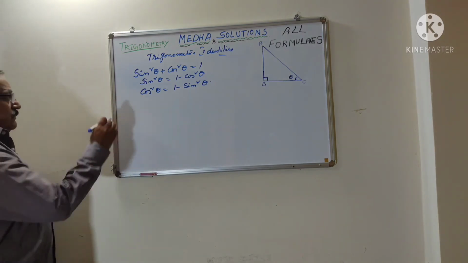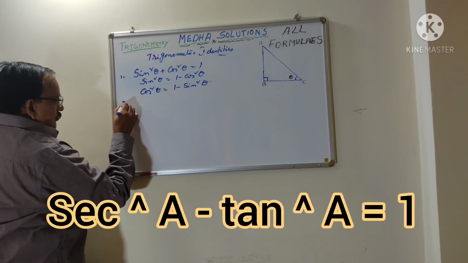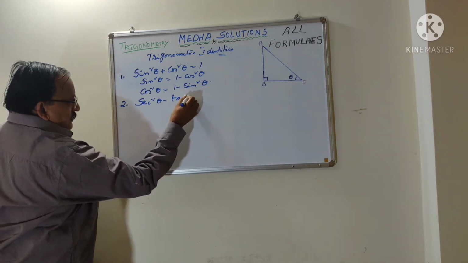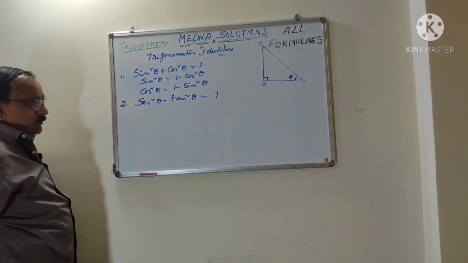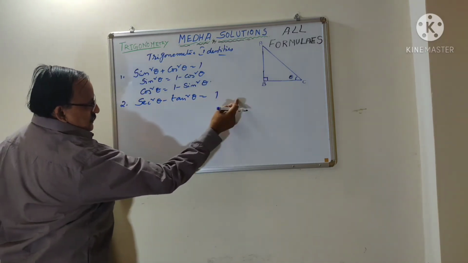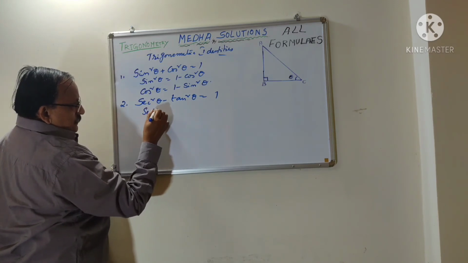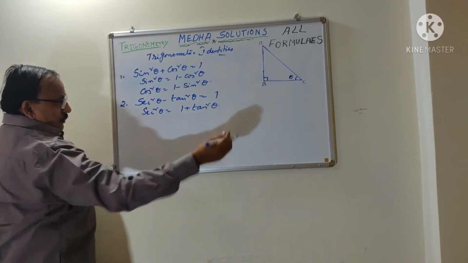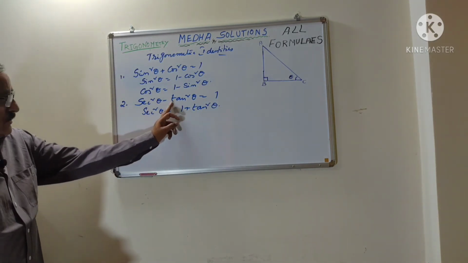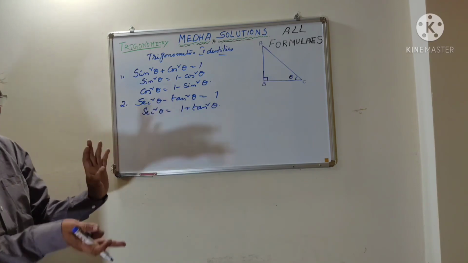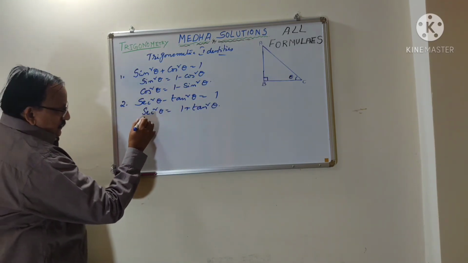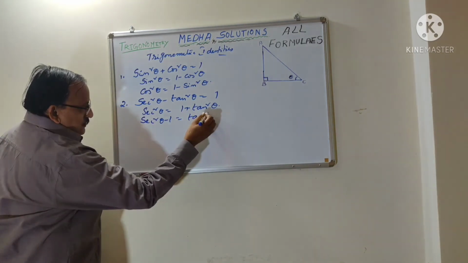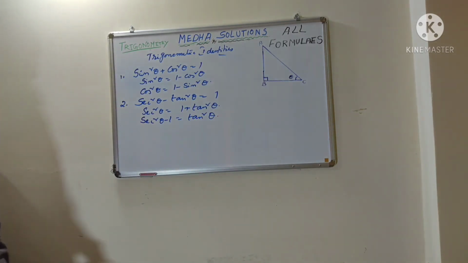And then the second one is sec square theta minus tan square theta is equal to 1. Now transpose tan square theta this side: sec square theta is equal to 1 plus tan square theta. Or transfer tan square theta this side, 1 this side, interchange. That is called sec square theta minus 1 is equal to tan square theta. This is the second identity.